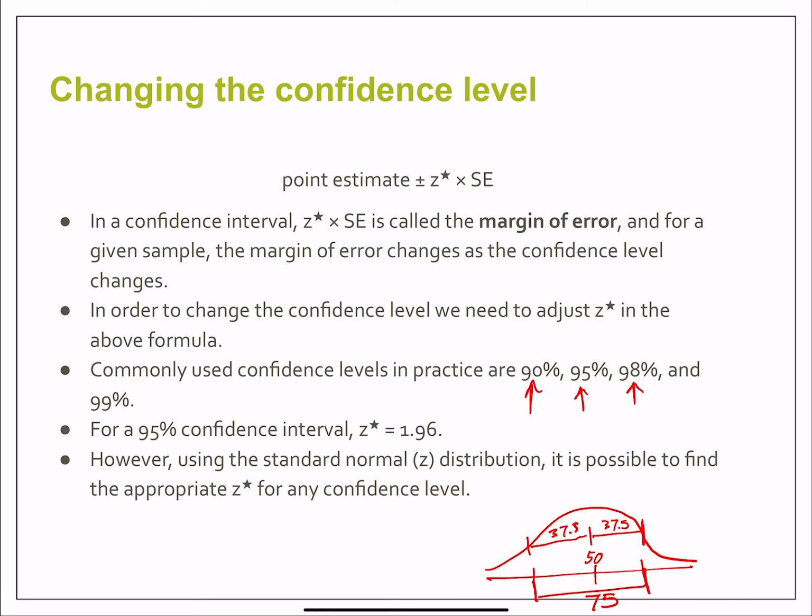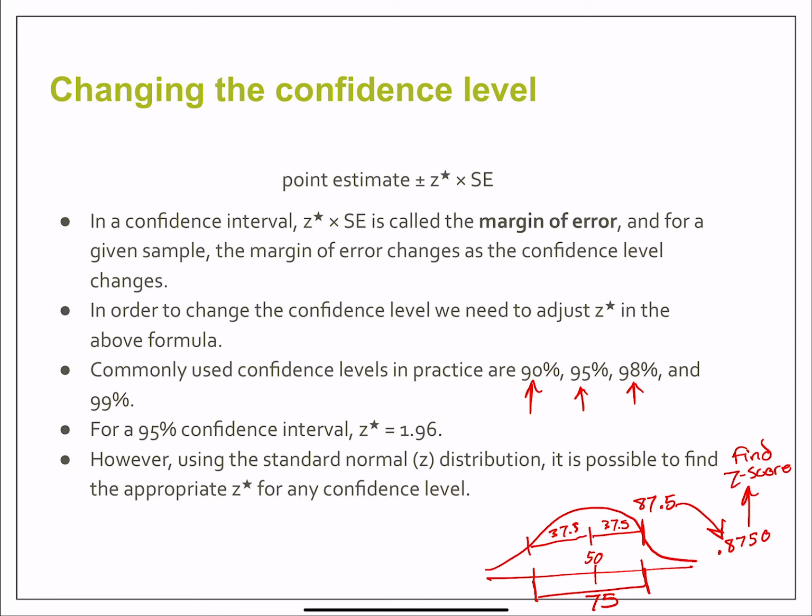And then we just do 50 plus 37.5. What's 50 plus 37.5? 87.5 is what we get when we do 50 plus 37.5. And then we just turn that into a decimal, 0.8750. And then we find the z-score that corresponds with that percentage.